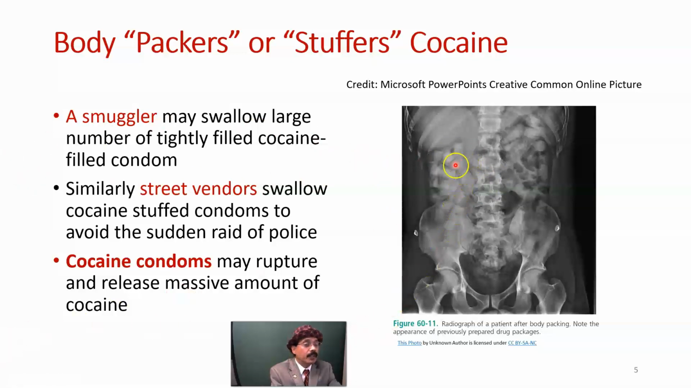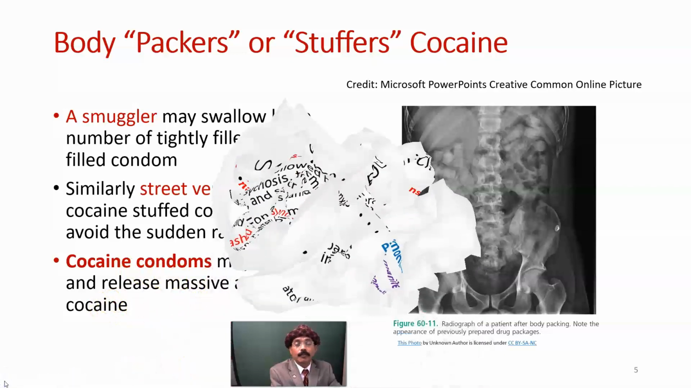Okay, so this may be the source of death to the smuggler or to the street vendor. This may be broken, it may not be tightly closed at one end, so it may be spilled in the abdomen that may lead to catastrophic effect. Okay, a cocaine condom may rupture and release a massive amount of cocaine.